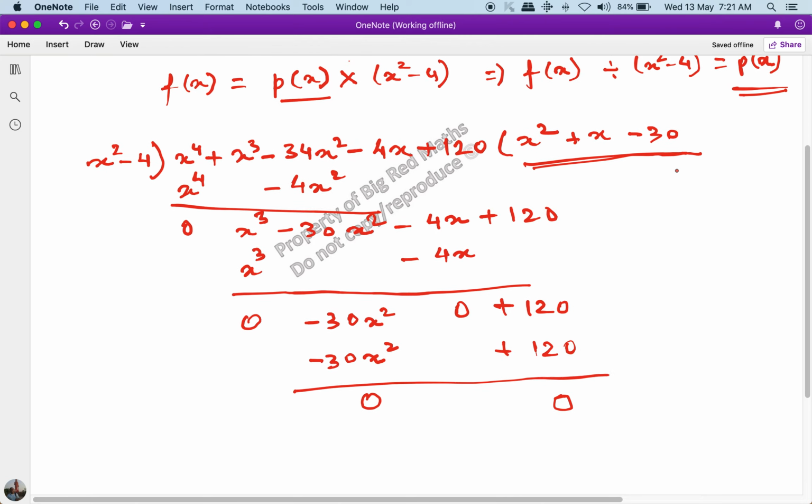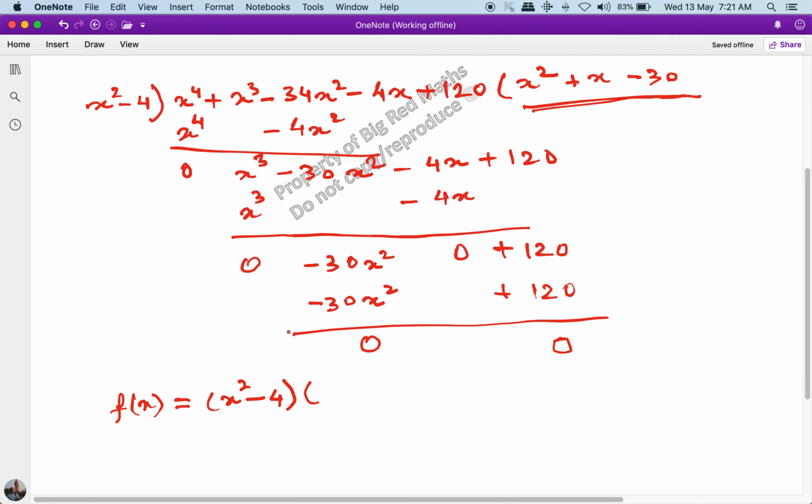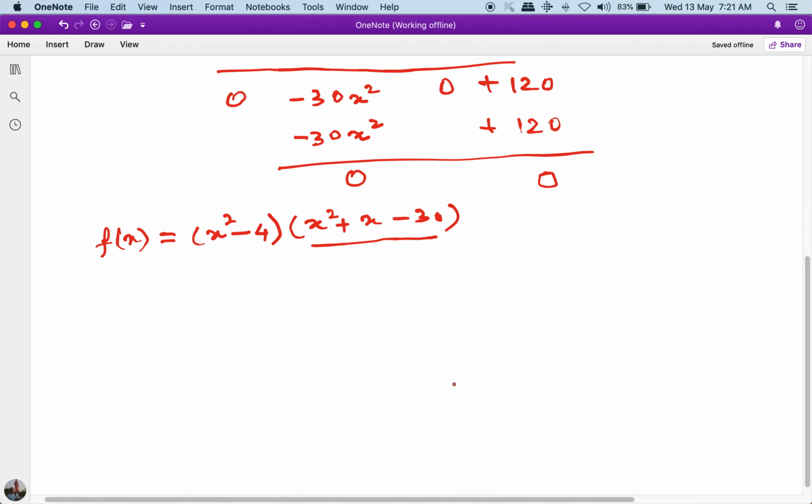So we can write this big function f of x as equal to x square minus 4 multiplied with x square plus x minus 30. Now my job is only to factorize this and find the other two roots. If I factorize just this term, I have to get the product as minus 30 and the sum as plus 1.